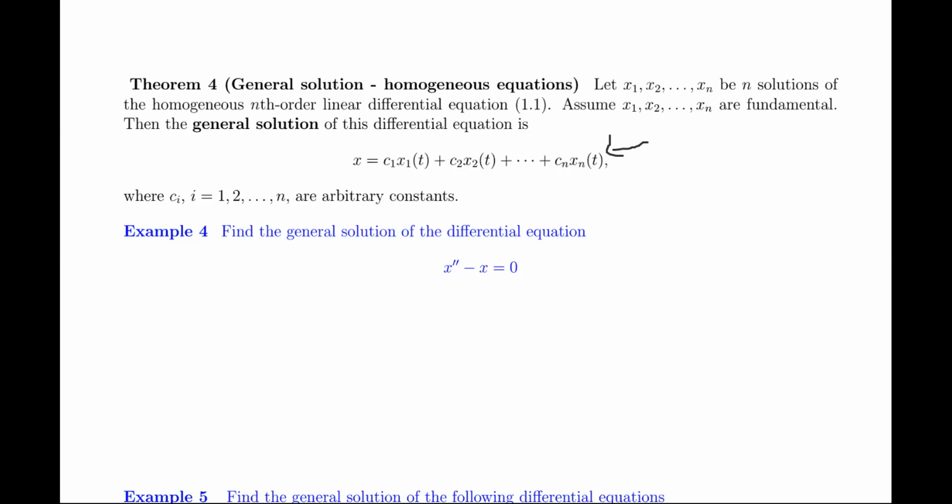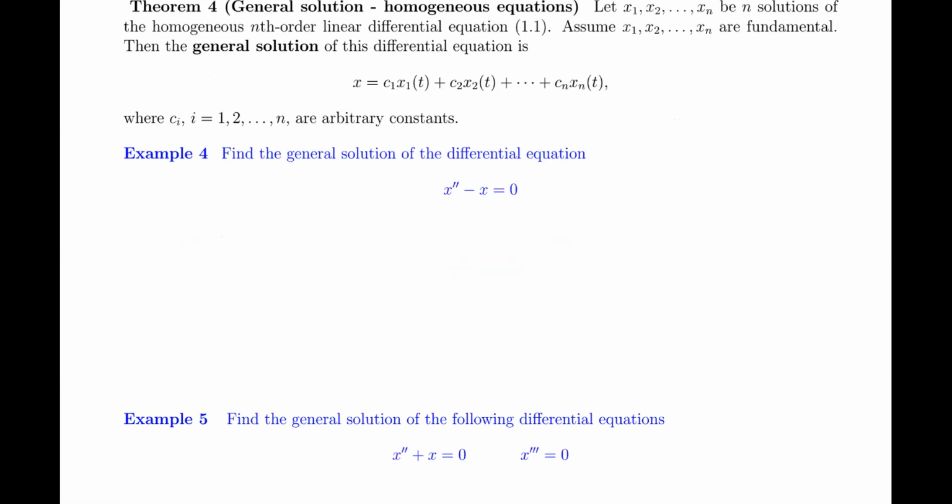Again, what is our assumption here though? Our assumption is that x1, x2, all the way through xn are all solutions originally, and they form a fundamental set, i.e. when we take the determinant of that matrix, we find that the determinant is non-zero, where the matrix is defined as above that we discussed earlier. Okay.